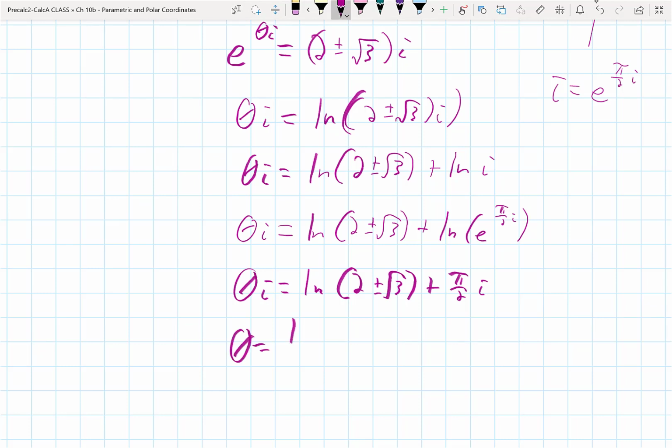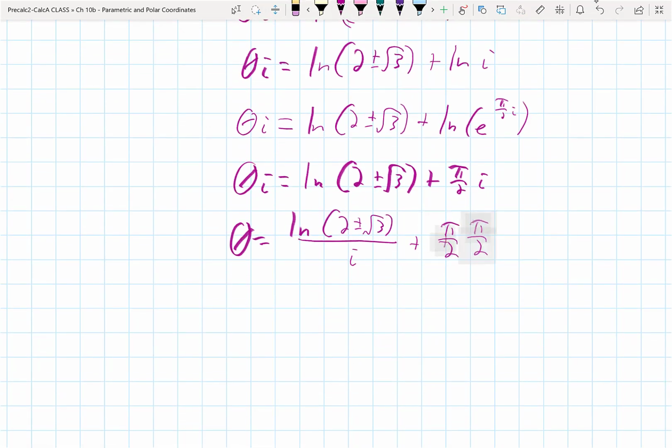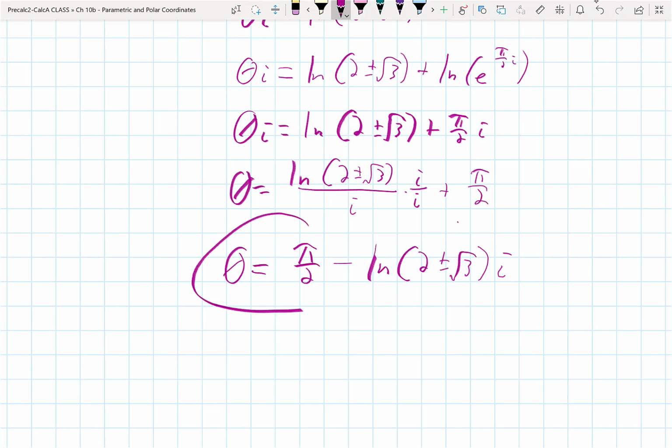So I have theta is equal to the natural log of 2 plus or minus root 3 over i plus pi over 2. And dividing by i, well, if I multiply by i over i, I get, in final a plus bi form, pi over 2 plus, this would actually be minus, because i times i is negative 1, minus the natural log of 2 plus or minus root 3 times i. And these are two possible angles, given the plus or minus, in complex form whose sine value is equal to 2.